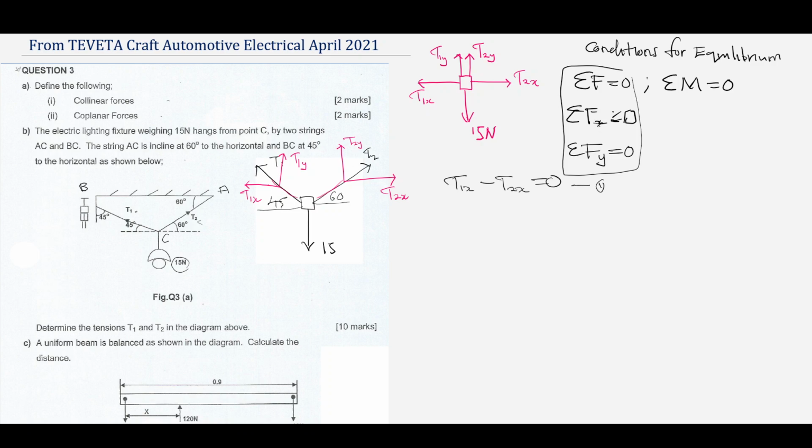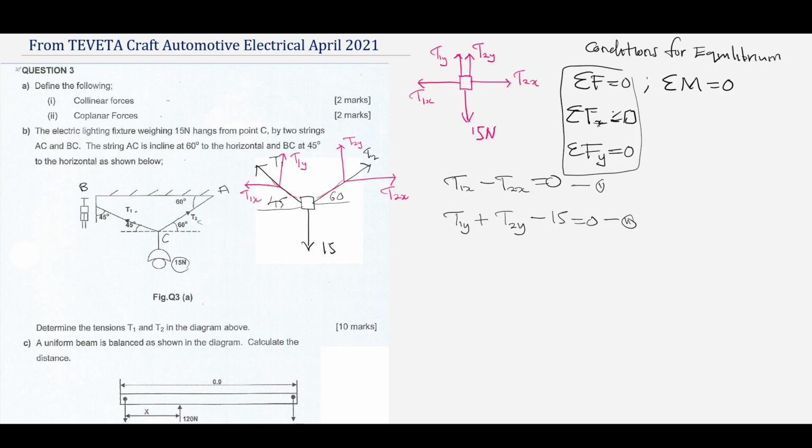And then the other one is for the vertical forces. We have three vertical forces there. We take the ones that are going upwards to be positive. So it will be T1y plus T2y minus 15, since it's going downwards, is equal to 0. So this is our second equation.